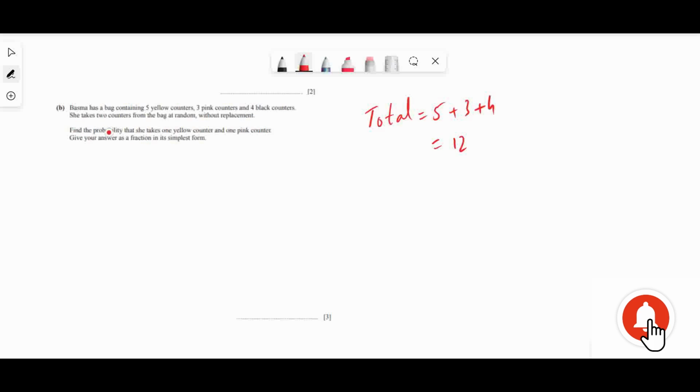Now she takes 2 counters from the bag at random without replacement. Without replacement means, again, this is a dependent event, so the first pick will affect the second pick. Find the probability that she takes one yellow counter and one pink counter. Okay, so there are two ways to solve this one.